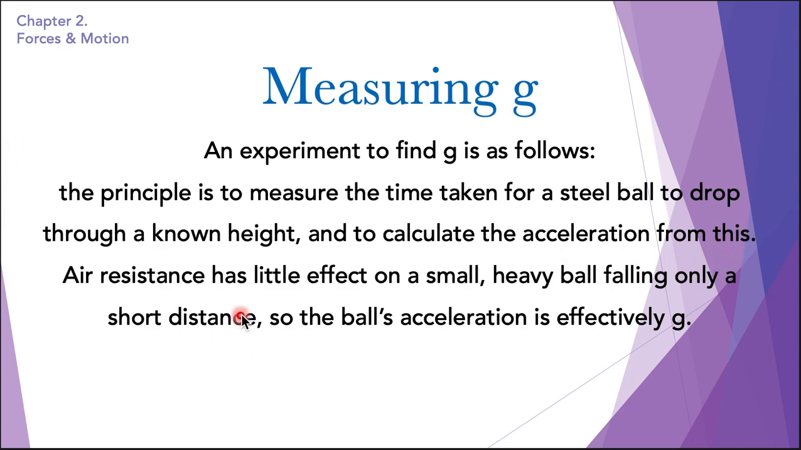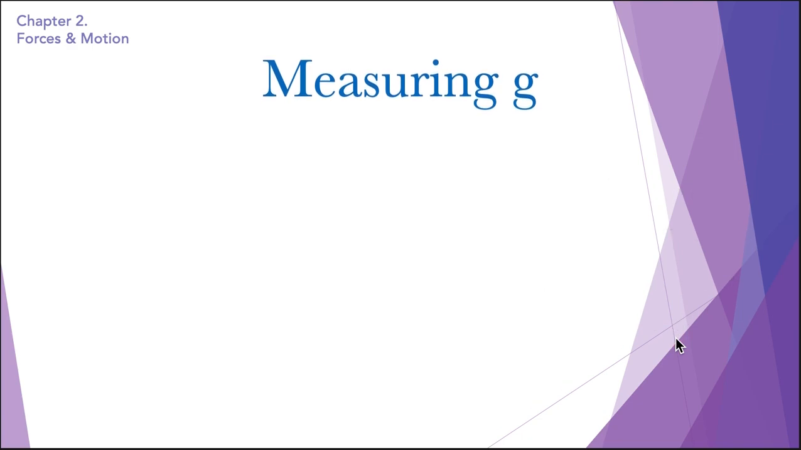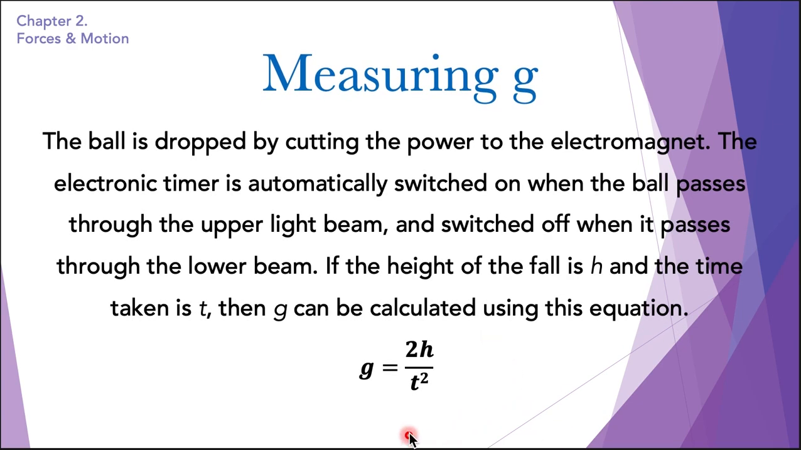Air resistance has little effect on a small heavy ball falling only a short distance, so the ball's acceleration is effectively g. The apparatus has two light beams, one at the start where the ball is going to fall from and one at the end where the ball is going to hit the ground. An electromagnet holds the ball, so when the power to the electromagnet is cut, the ball is dropped. The electronic timer is automatically switched on when the ball passes through the upper light beam and switched off when it passes through the lower beam.